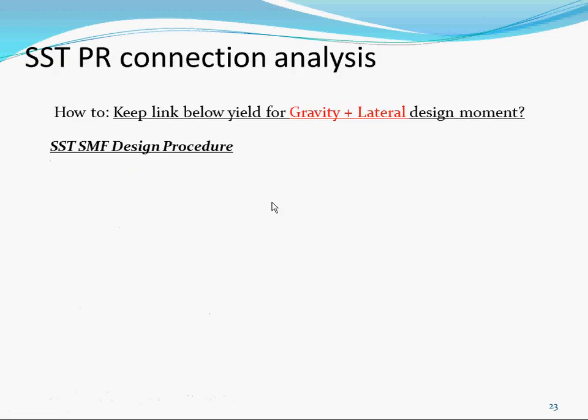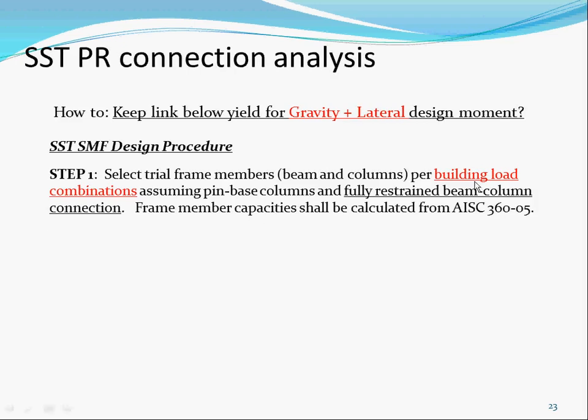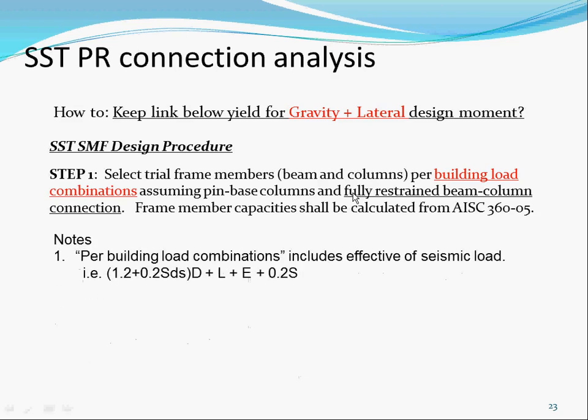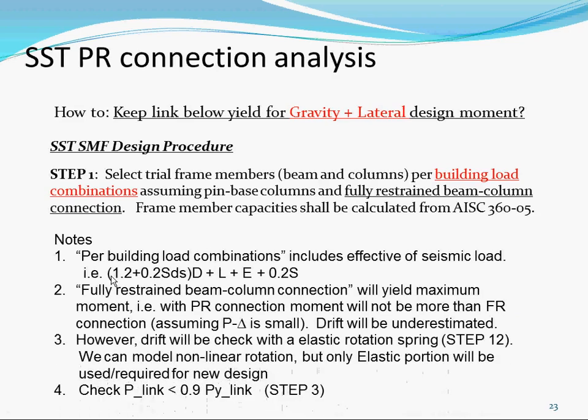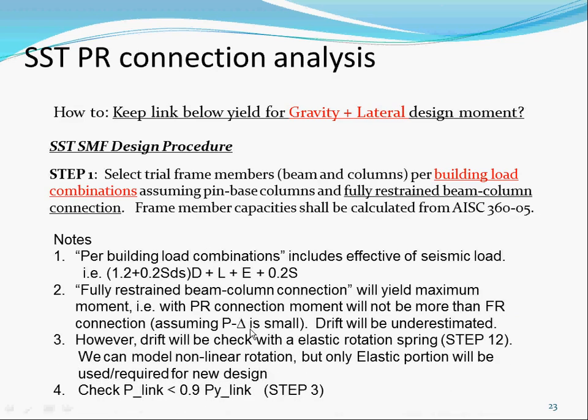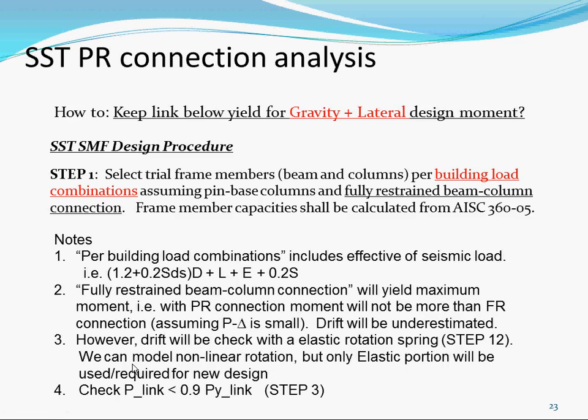Okay, how to keep the link below your yield? Basically, we're going to do all the building load combinations. You select your members, the beams and columns, and I'll go to this one a little bit later, but basically we're saying we're going to use the seismic load combinations to do the design of the link when we get to that point. And then P delta, small delta, big delta, I'll cover that a little bit more. So essentially, once you have a moment, you check it for less than Py of the link, and even with a safety factor in there.